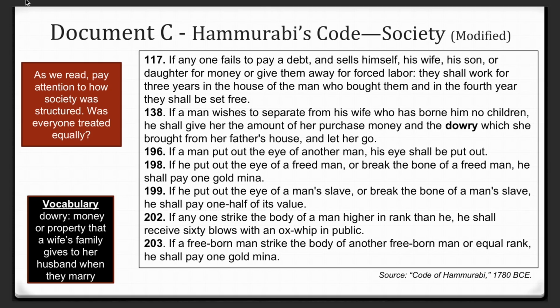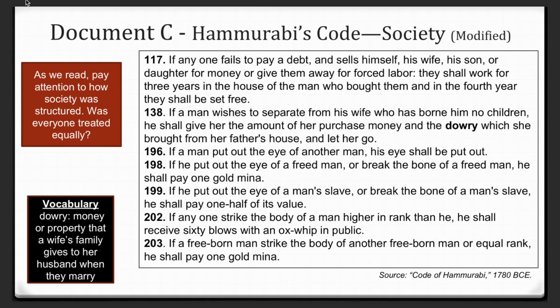117. If anyone fails to pay a debt and sells himself, his wife, his son, or daughter for money, or give them away for forced labor, they shall work for 3 years in the house of the man who bought them, and in the 4th year they shall be set free. 138. If a man wishes to separate from his wife, who has borne him no children, he shall give her the amount of her purchase money and the dowry which she brought from her father's house, and let her go.